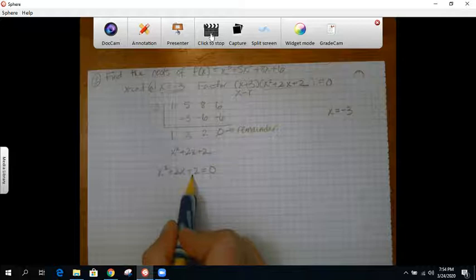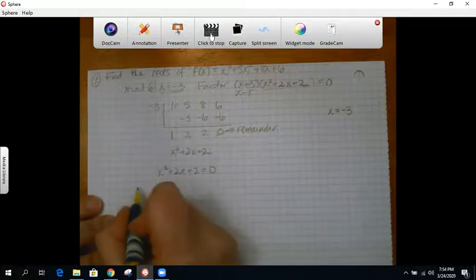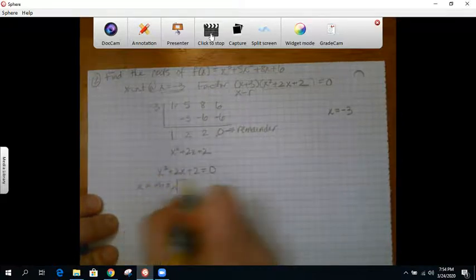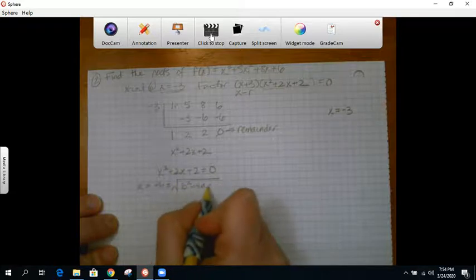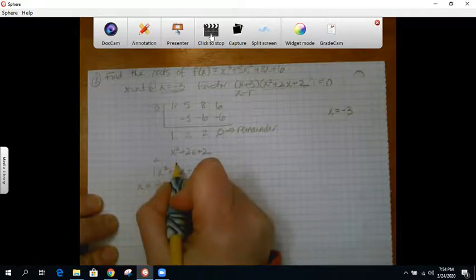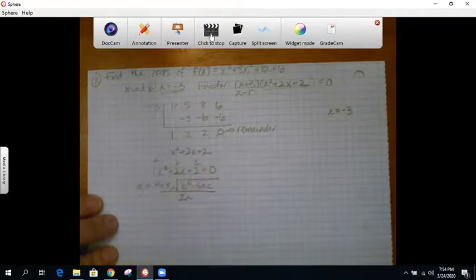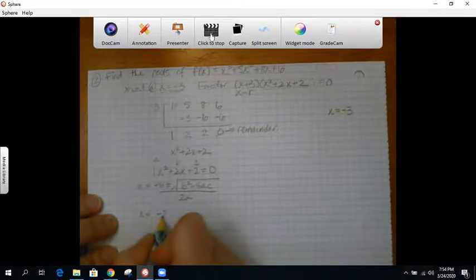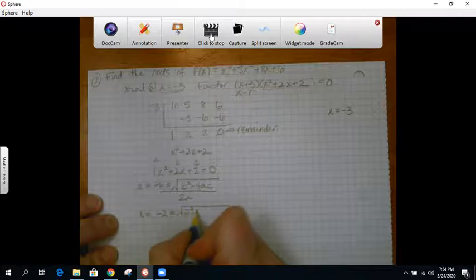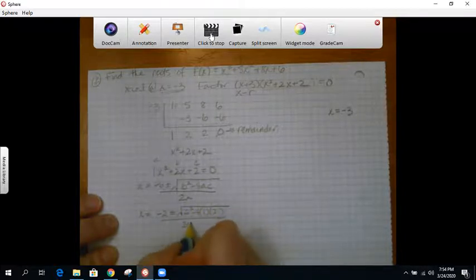So what that means is we're going to have to use the quadratic formula. So, quadratic formula, opposite of b plus or minus square root of b squared minus 4ac all over 2a. So a is in front of the x squared, b is in front of the x, c is your constant. So I'm going to substitute those in. So opposite of 2 plus or minus 2 squared minus 4 times 1 times 2 all over 2 times 1.